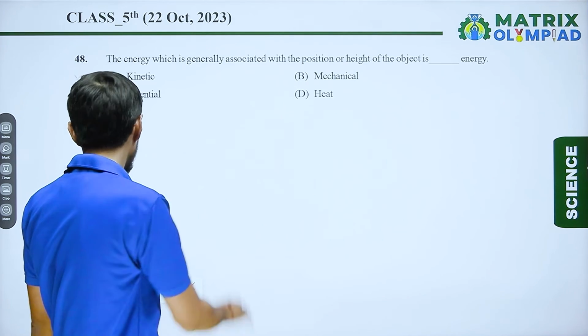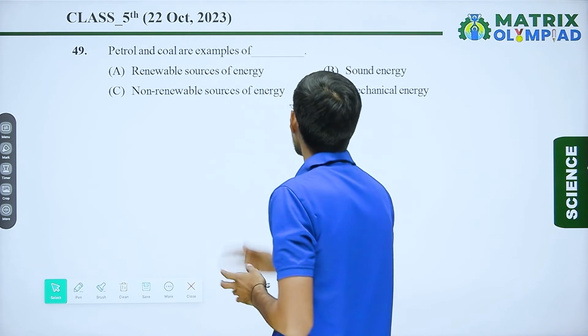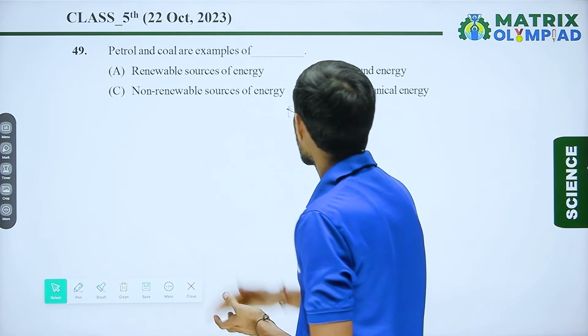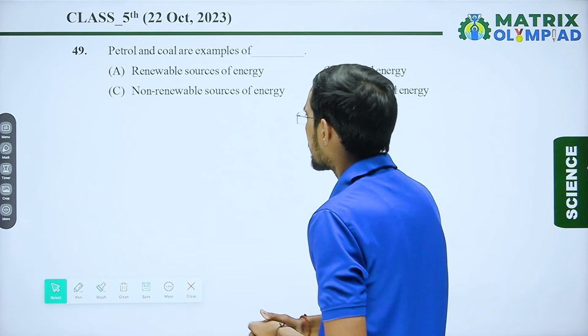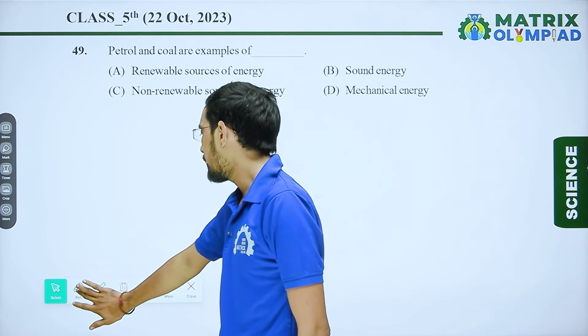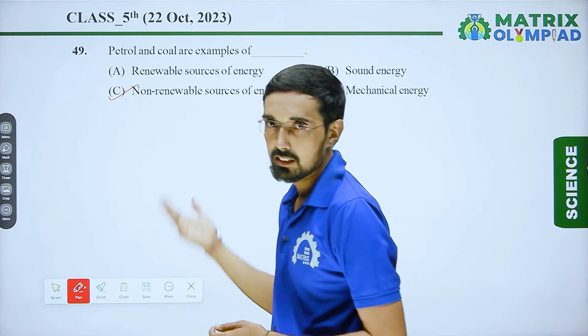Next question is petrol and coal are examples of which kind of energy? Renewable source of energy, sound energy, mechanical energy, and non-renewable source of energy. They are non-renewable source of energy. So our correct answer will be option C.